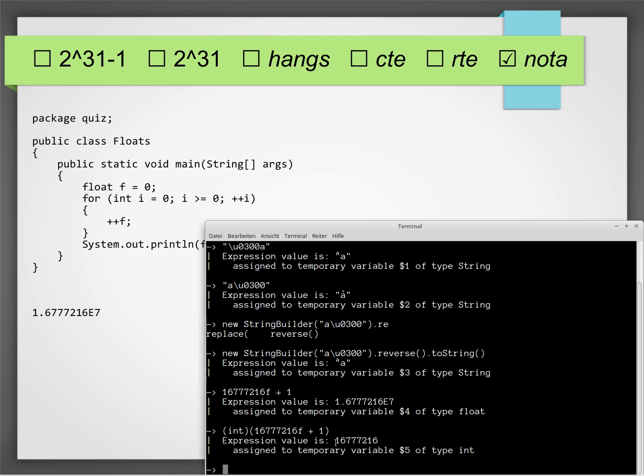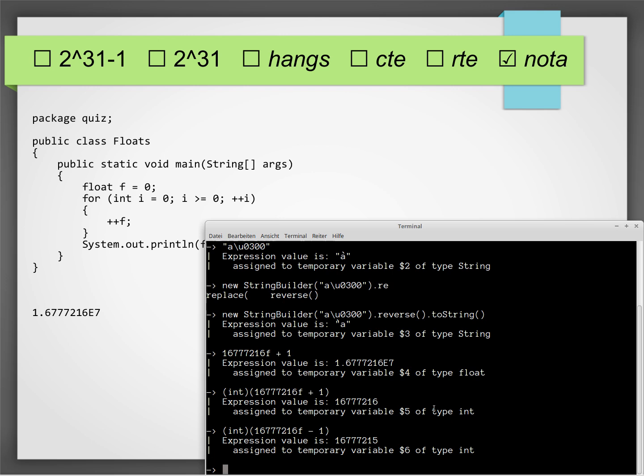So 16,777,217 is not a member of the float type. That's due to the limited number of precision bits in float, maybe you can research this on your own. Very interesting topic. So basically, after the 16 millionth iteration, f will never change again. It will stay at this number. So if you subtract 1, this is no problem, right? 15, just like you expect.